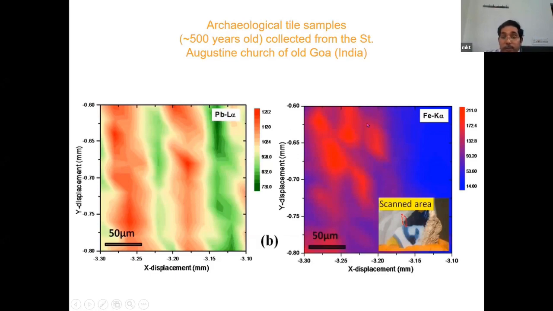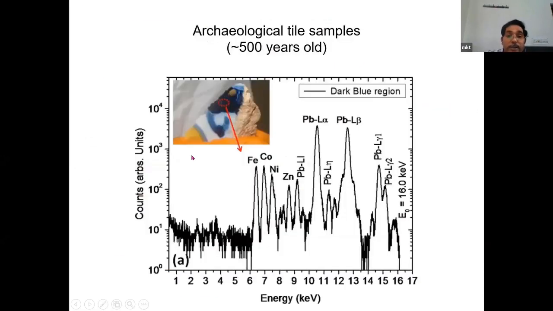And this is the iron distribution. So iron is coming from the soil. So this is clearly showing the layering structure of the lead coating before generating the color texture.